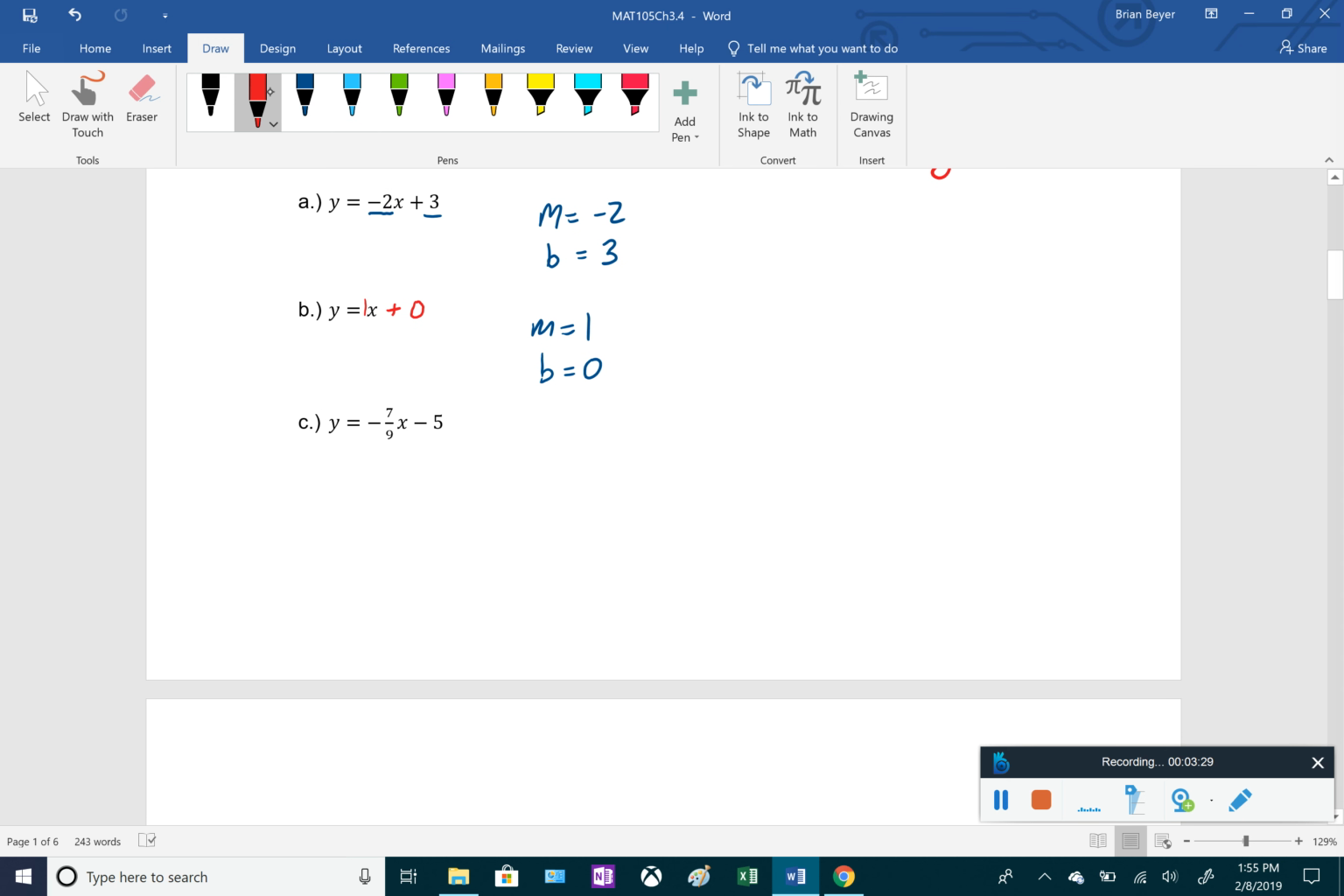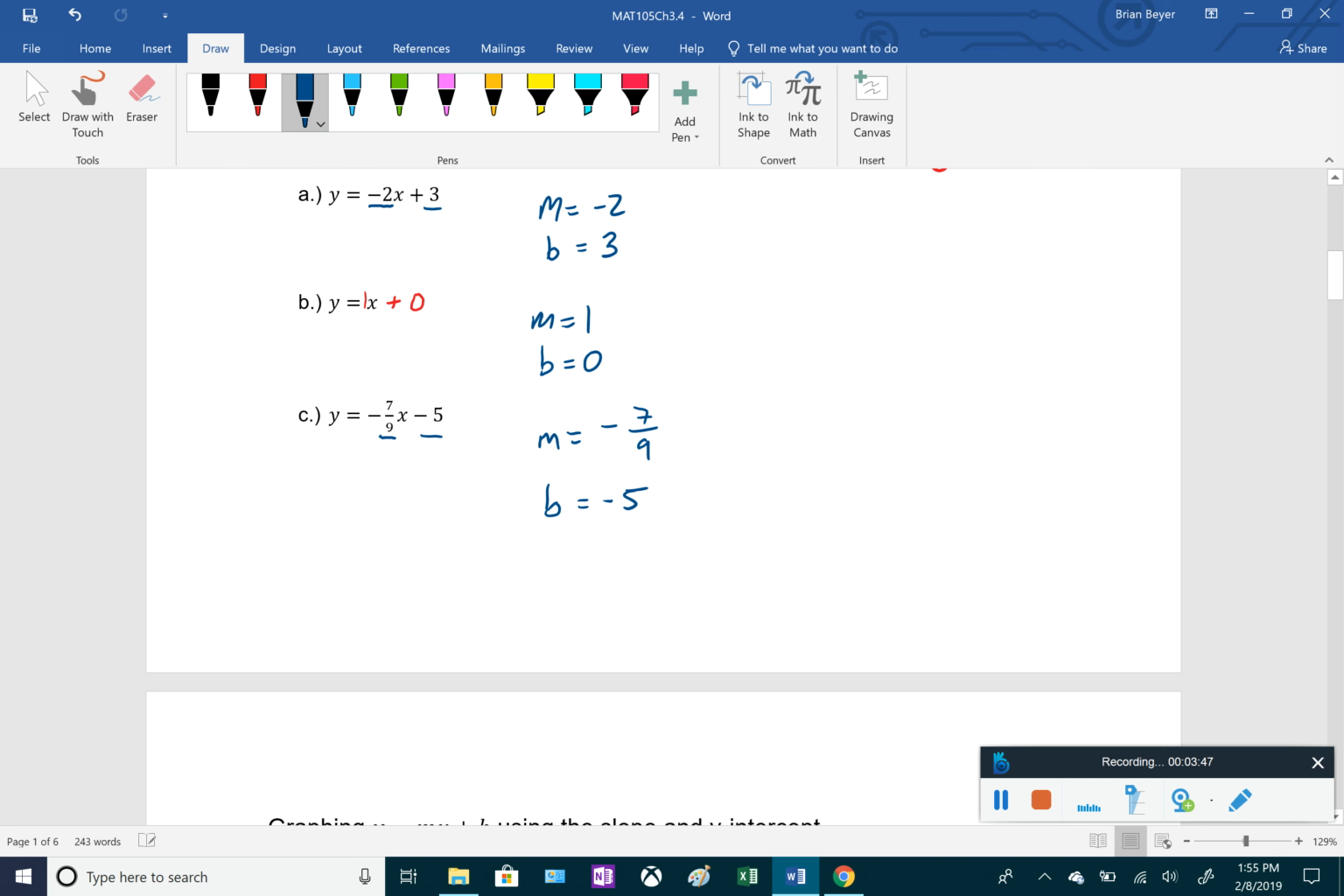And for the last one here, we have y equals negative 7/9 x minus 5. So we have the slope multiplying the x, y-intercept afterwards. The slope is negative 7/9, and the y-intercept is negative 5. Okay, so easy enough for that.